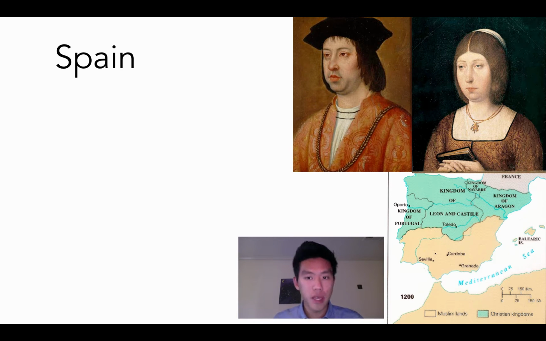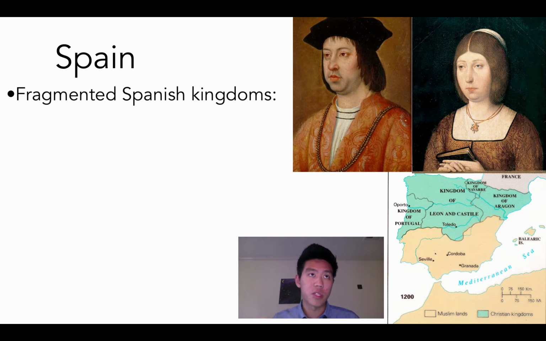So let's begin with Spain. And just as a reminder, during the Renaissance, there was no Kingdom of Spain. Essentially, the territory of where Spain is today was very much fragmented into smaller kingdoms, as you can see in the map in the lower right-hand corner. The main two are Aragon and Castile.